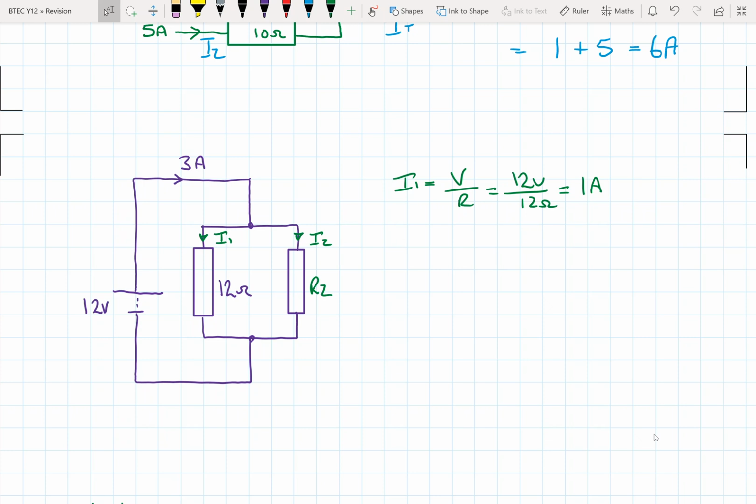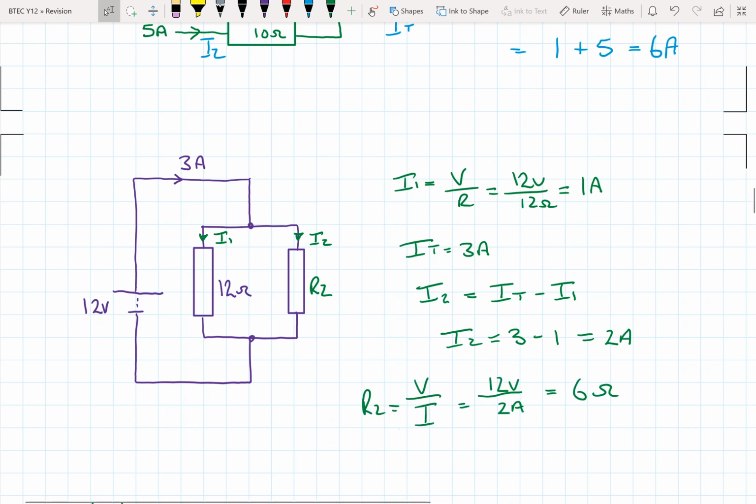Okay, 1 amp flowing down through that 12 ohm resistor. So therefore, if we know our total current is 3 amps, then I2 is going to be our I total minus I1. So 3 minus 1 is 2 amps. So I2 is 2 amps, beg your pardon.